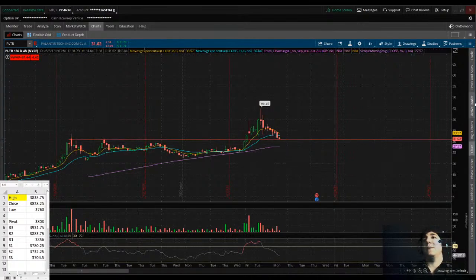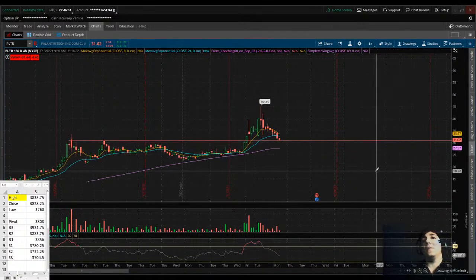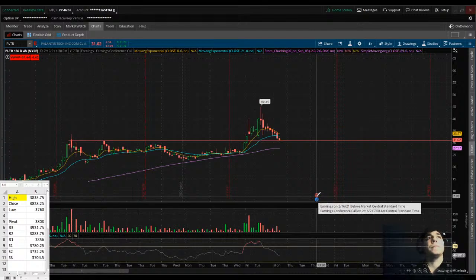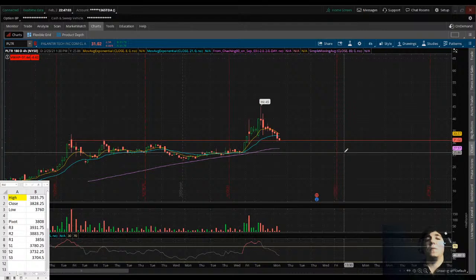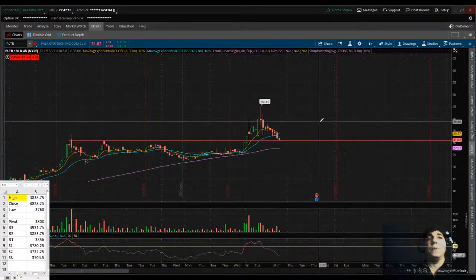So how does this come out from this point? Also, I want to note that it has earnings coming up on the 16th. And a lot of these companies run up into earnings. Also, this was one of the companies that was involved with the Wall Street Bets thing. Obviously, it ran up kind of high. Wanted to see it consolidate a little bit, and now it's a great opportunity to be in the stock.